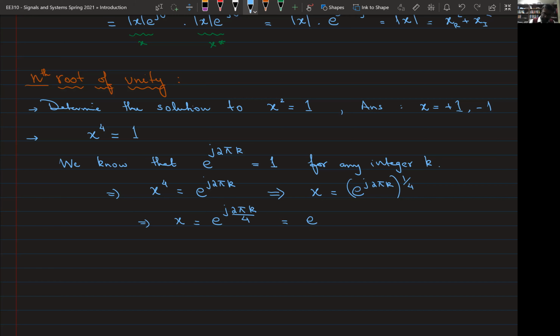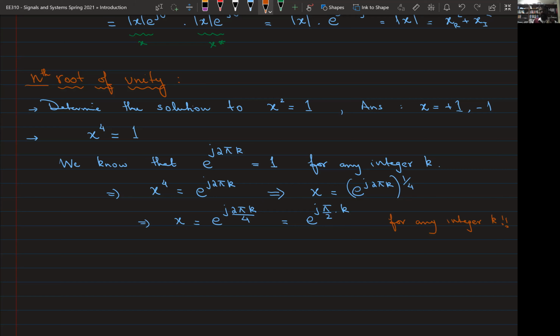So this is e raised to power j pi by 2 times k. And the important point here is for any integer k. Okay, so the question then is, how many solutions do I get? If k is any integer, there should be infinitely many solutions, right? Isn't that true? If k can go from minus infinity to plus infinity. But the beauty here resides in the fact that the angle is modulo 2 pi, right?